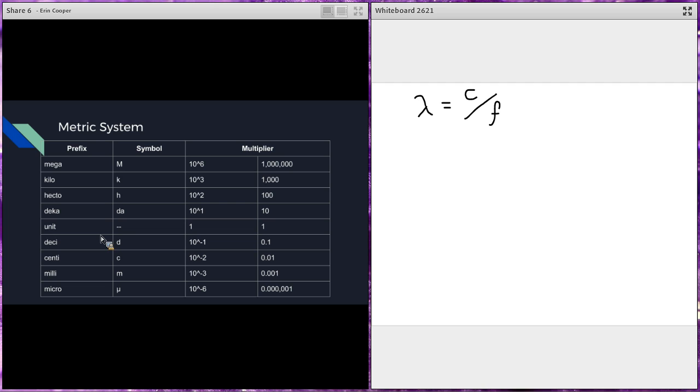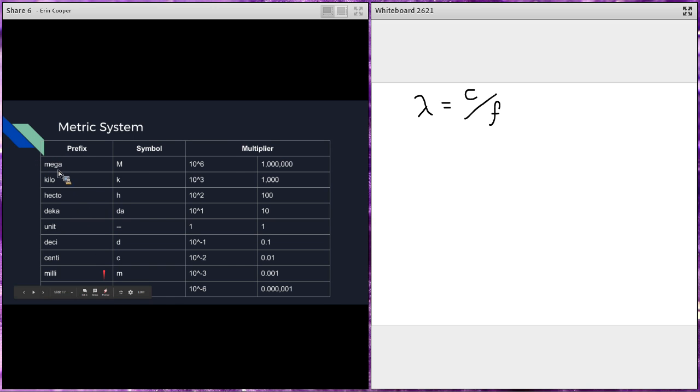So the metric system is based on what we call a base 10. That just means you keep moving your decimal place in order to get to the next unit. So I have this broken down here. I have the prefixes on the far left, I have their symbols, and then I have their multipliers. So let's first just look at the prefixes themselves.